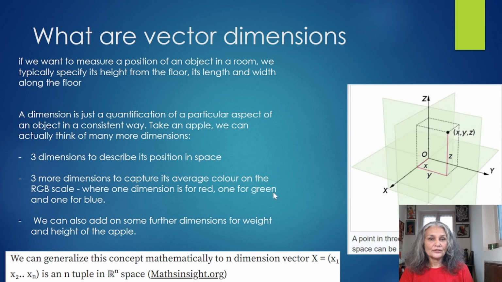We can also add a further dimension for the weight of the apple and for the height of the apple. So for just a simple little apple, we've got 8 dimensions we can potentially measure it on. We can generalize this concept to n dimensions. That is, going from 1 to n dimensions. That's a bit scary to non-mathematical folk, but it just means that the number of dimensions is not specified.